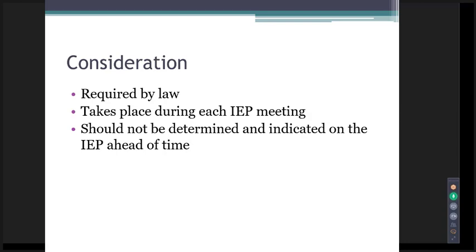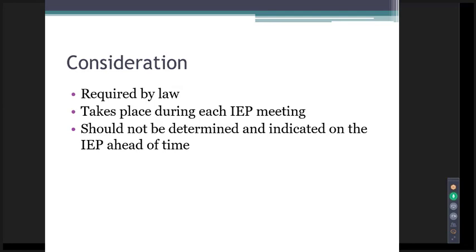I would love to talk more here about that, but we have a time constraint, so I'm not going to be able to go into that further. But I also want to review that this should not be determined ahead of time by the teacher or anyone else on the IEP, and it really shouldn't be indicated on the IEP ahead of time. Now, having said that, let's look at how this works actually in EdPlan.